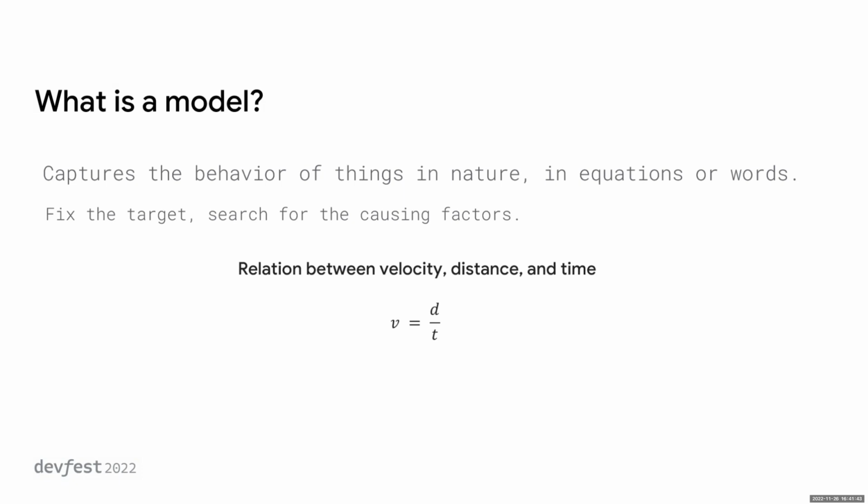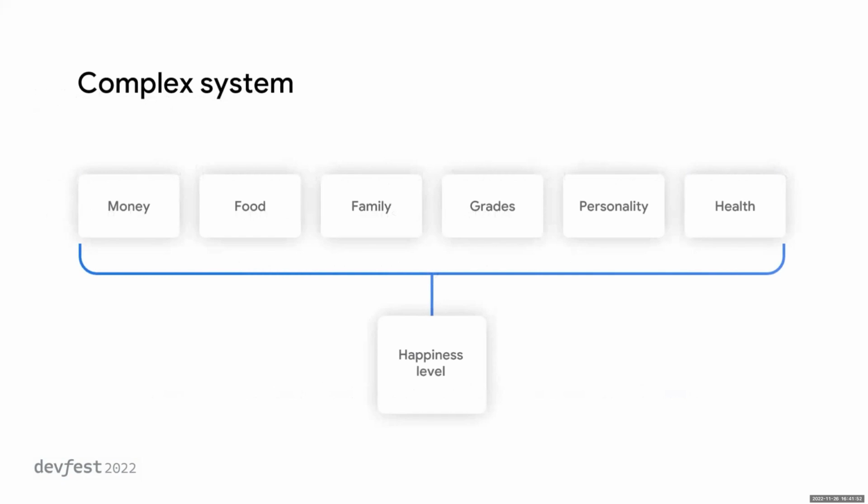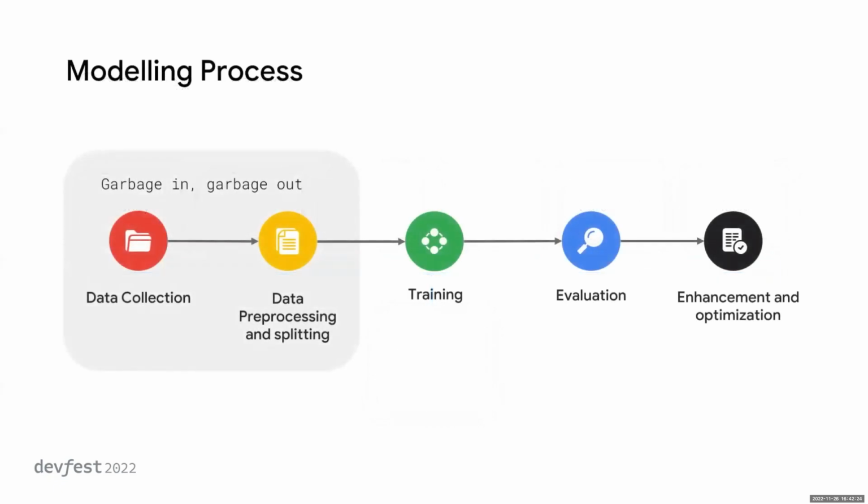But how about complex systems, like, for example, human emotions? So I took this example. For example, my friend Fatma, who's attending now, I wanted to see her happiness level. So the parameters that I thought would contribute to her happiness were money, food, family relationship, grades, personality, and health. In fact, these are very few. Humans are very complicated and there might be 100 factors that affect their happiness. But to simplify in machine learning, we take the most important factors and then we try to find their contribution each to the final target, which in this case is the happiness level. So the modeling happens like that.